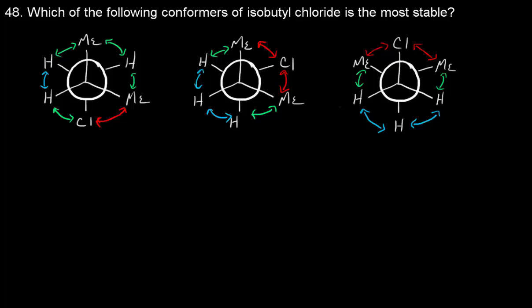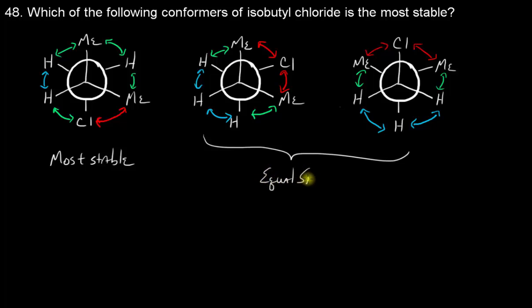So the answer to this one is going to be most stable on the left. So this one is going to be the most stable, and these two on the right are of equal stability, and they're also less stable. Okay, that's that.